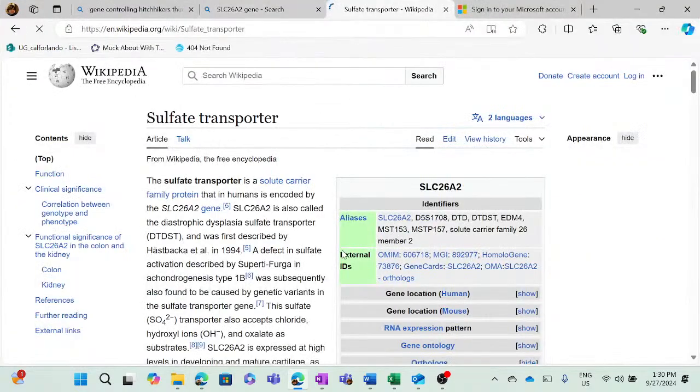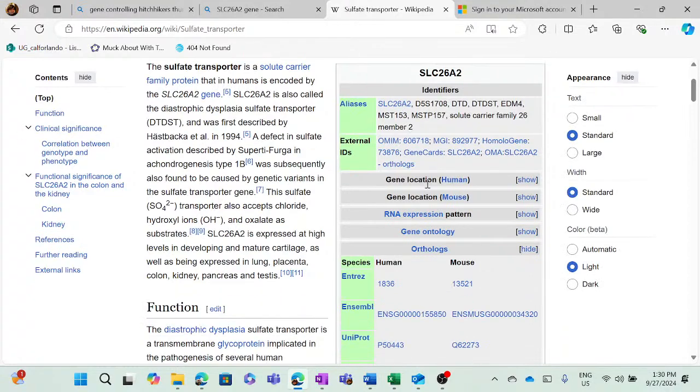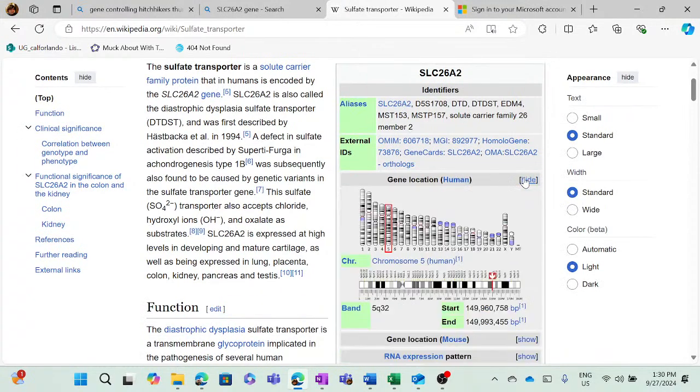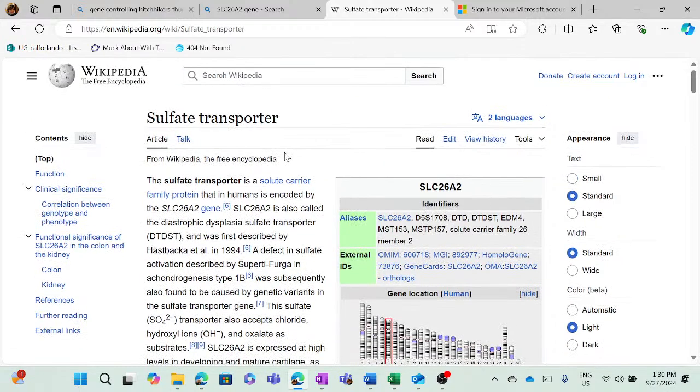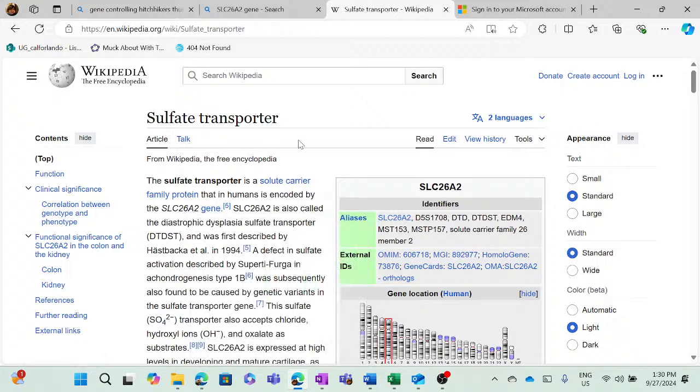what I want you to see here is that you can get all kinds of information about it, including where it's located. So for example, this particular gene, which, okay, ready? The sulfate transport is a solute carrier family protein that in humans is encoded by the SLC26A2 gene. It's also called the diastrophic dysplasia sulfate transport. Do we care about any of that? Here's the point. It's one gene that does one thing inside your cells. It moves sulfate ions. Not that you need to know that. Does that make sense?